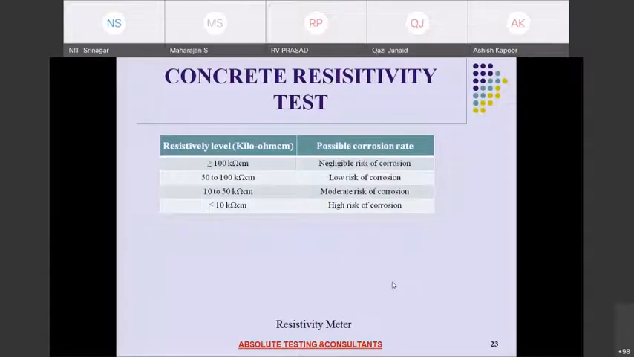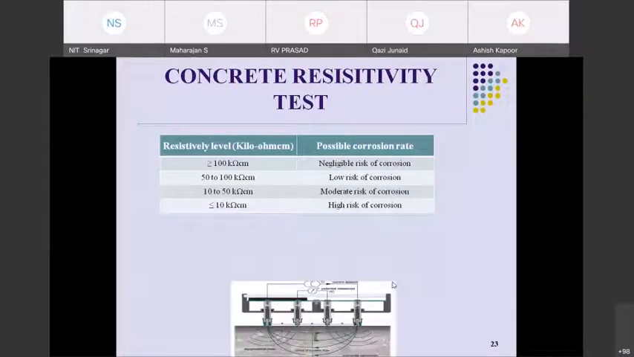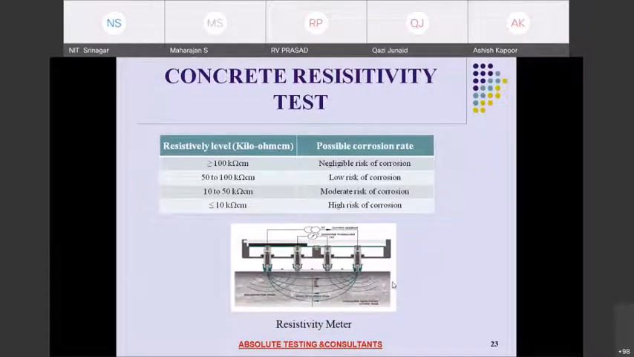So this is the table which gives you the possible corrosion rate. If the value is greater than or equal to 100 kilo ohm centimeter, it means negligible risk of corrosion. If it is 50 to 100 kilo ohm centimeter, that means low risk of corrosion. If it is 10 to 50 kilo ohm centimeter, that is moderate risk of corrosion. And if it is less than or equal to 10 kilo ohm centimeter, high risk of corrosion.